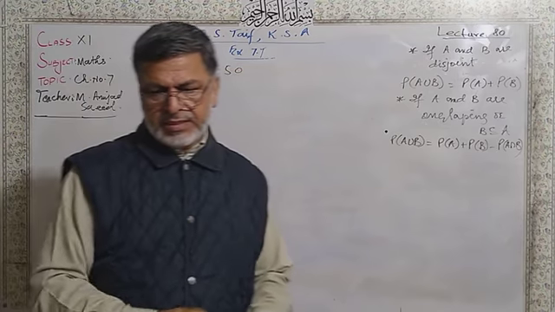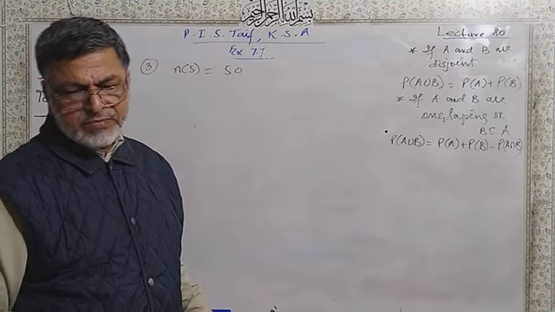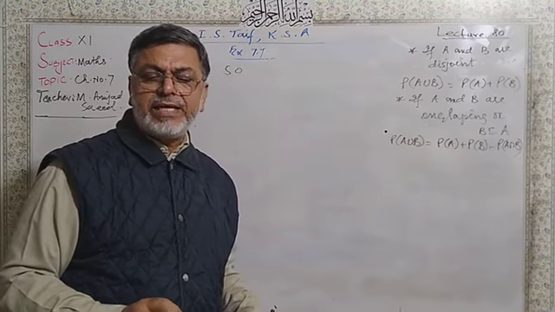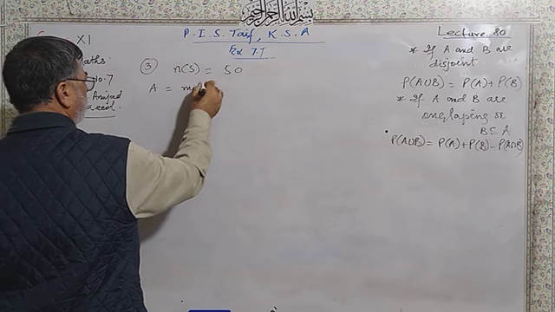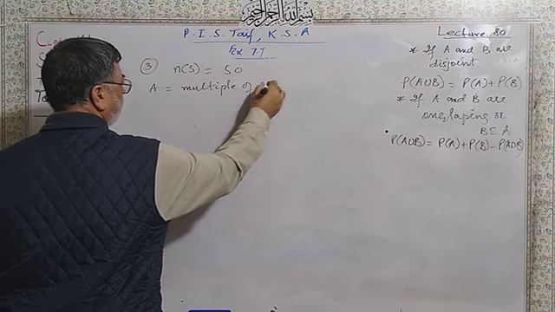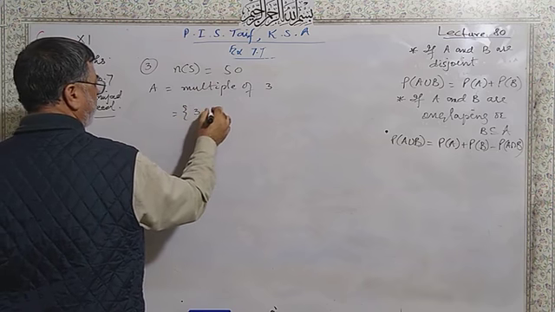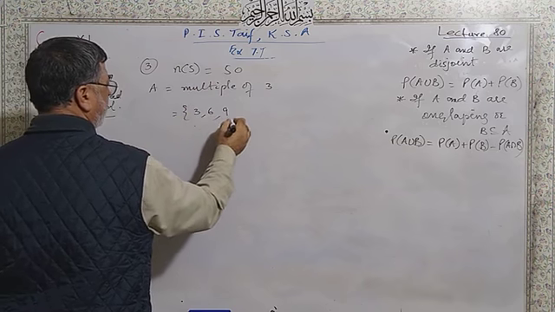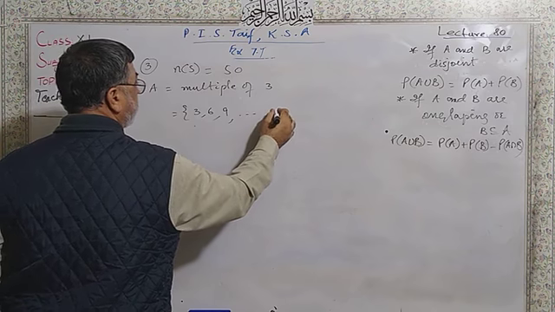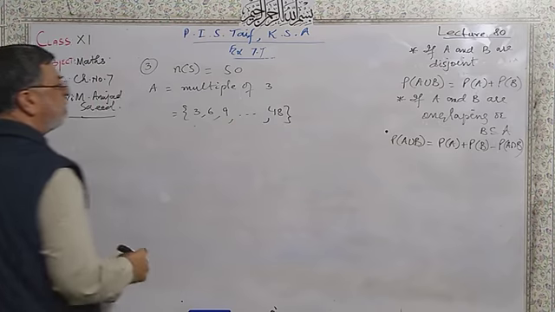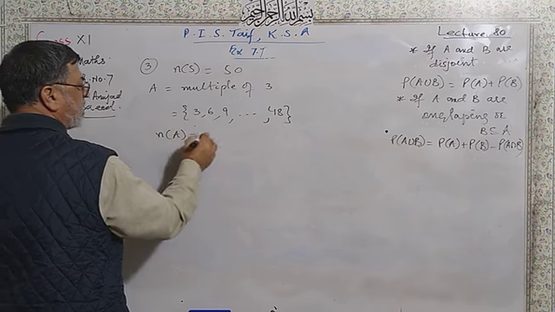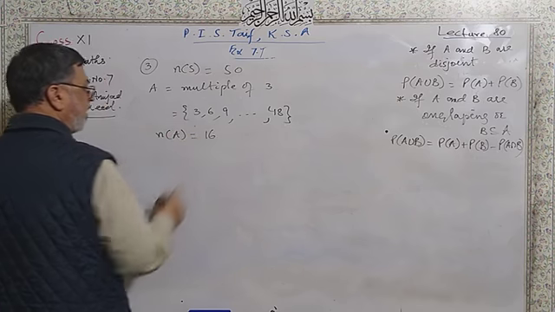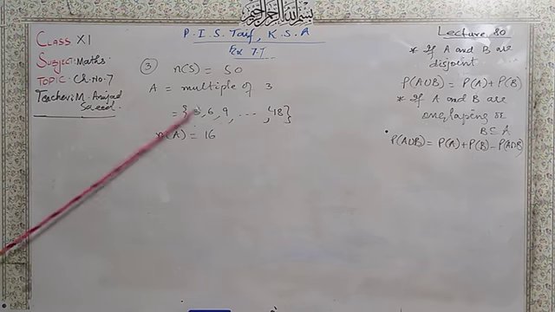Total number of sample space is 50, and the event A is the event multiple of 3. So A is equal to multiples of 3. You can have 3 times 1 is 3, 3 times 2 is 6, 3 times 3 is 9, up to so on, 3 times 16 is 48. So these are multiples of 3. You can check n of A is equal to 16, 3 times 16 is 48. So that's why the total number is 16.